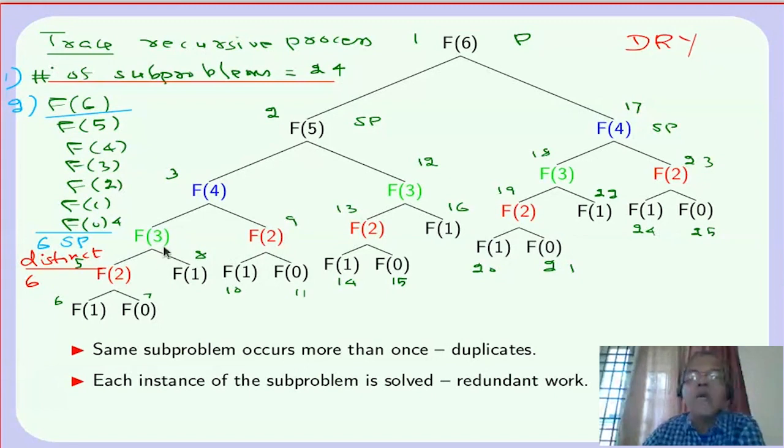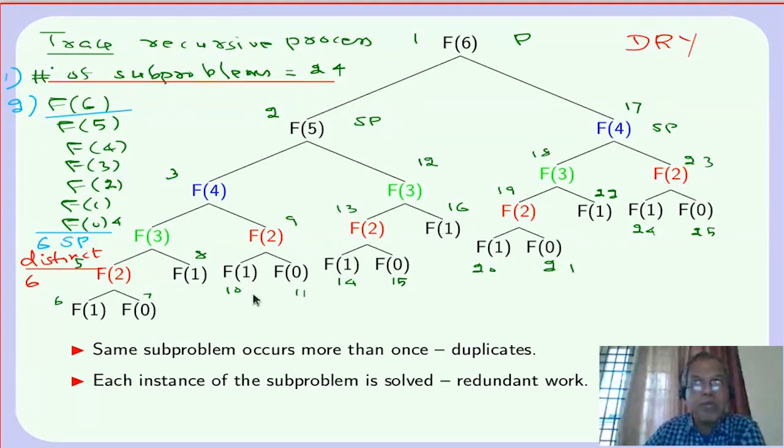Look at this. F of 5 is solved once. This algorithm solves f of 4 two times. F of 4 is shown in blue. F of 3, shown in green, is solved 3 times. F of 2, shown in red, is solved 5 times. F of 1 and f of 0 are solved so many other times.